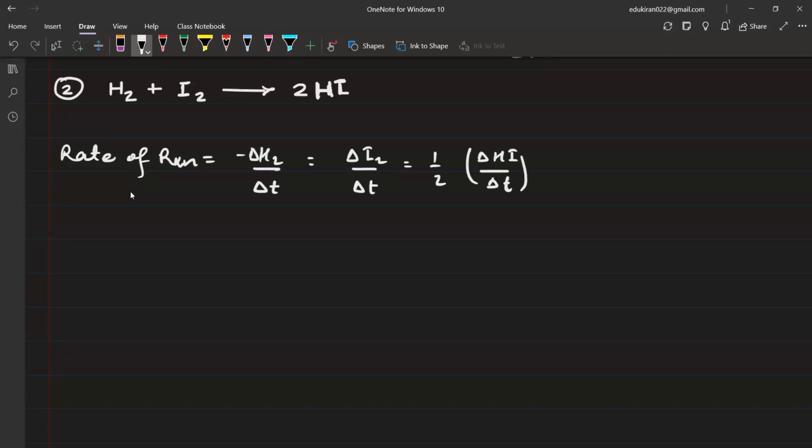Now let us write a question. For a reaction N2 plus H2 gives NH3.